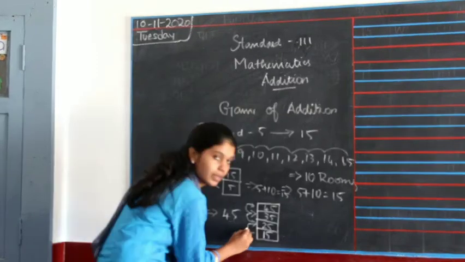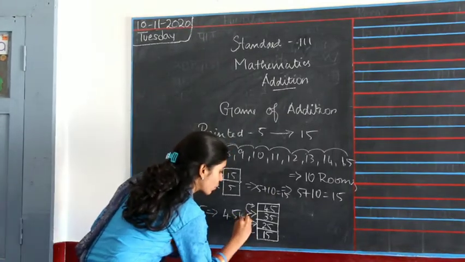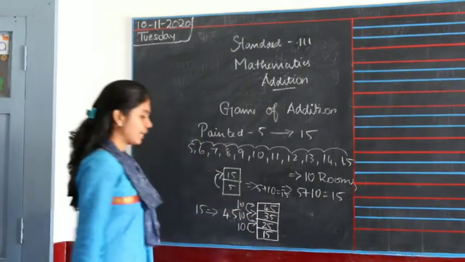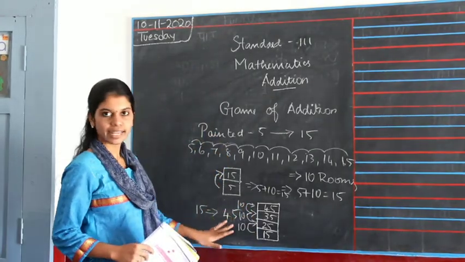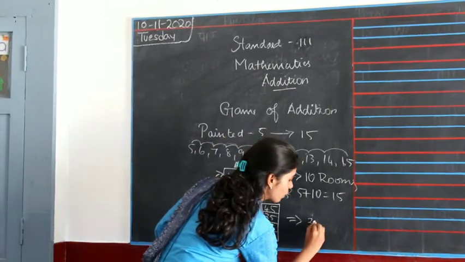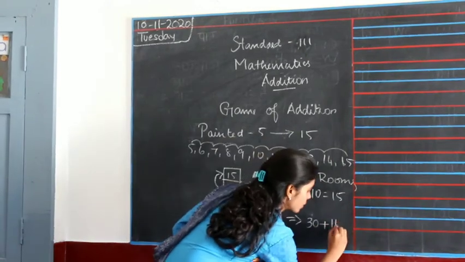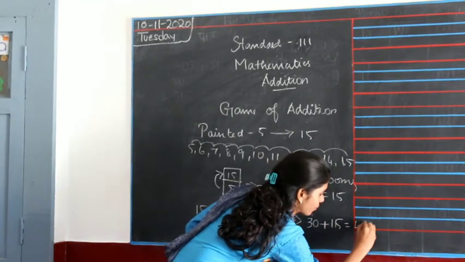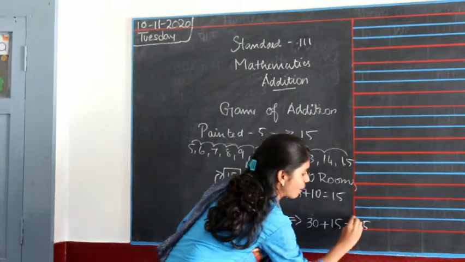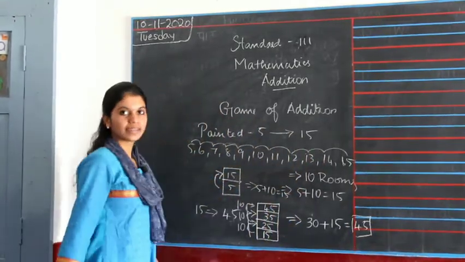For one jump, we will cross 10 rooms. So likewise, we would have crossed 3 times 10 rooms, which gives 30 rooms. So 15 plus 30 will be 45. He would have reached 45th room by jumping 3 times 10 rooms.